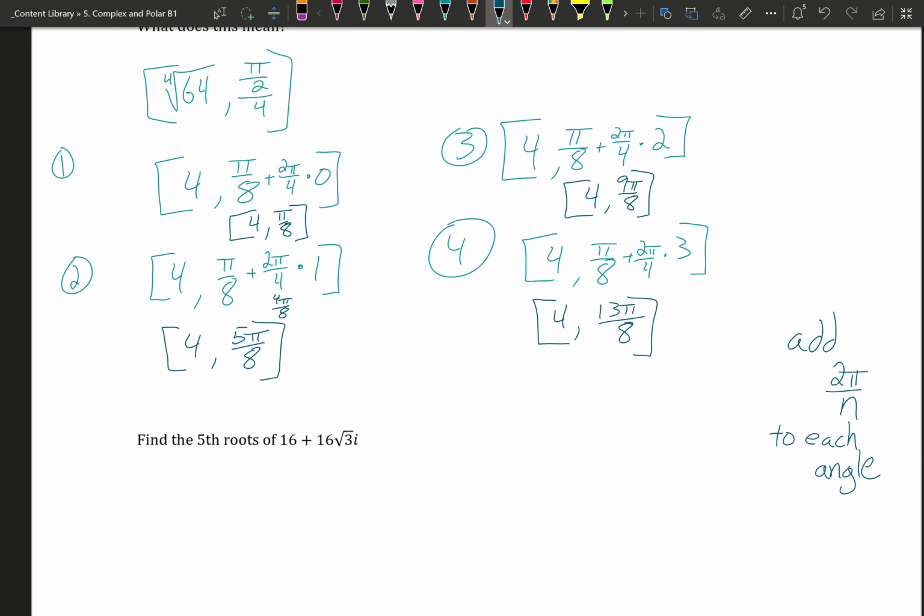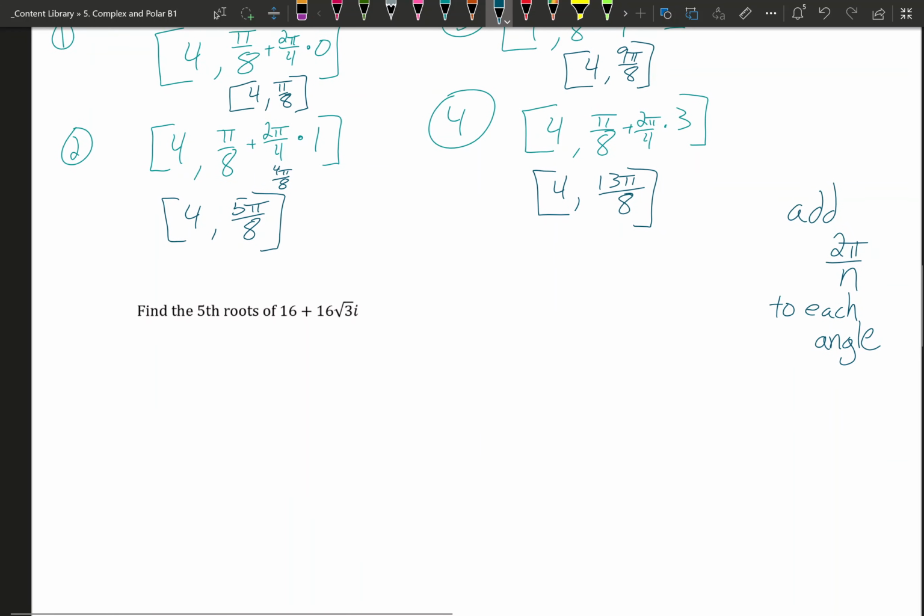That is what everything with k is all about. So let's do another example here and use this in plain language, adding 2 pi divided by n to each angle once we find this. We are trying to find the fifth roots of 16 plus 16 root 3i.